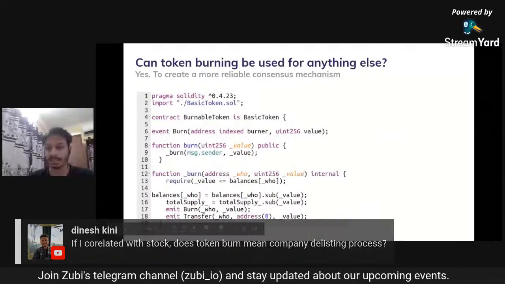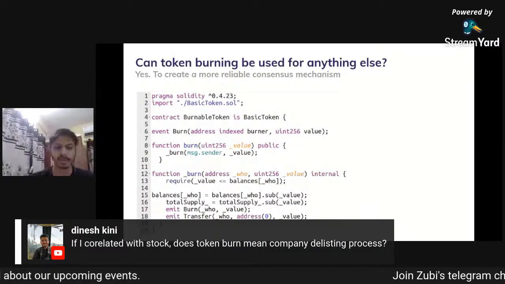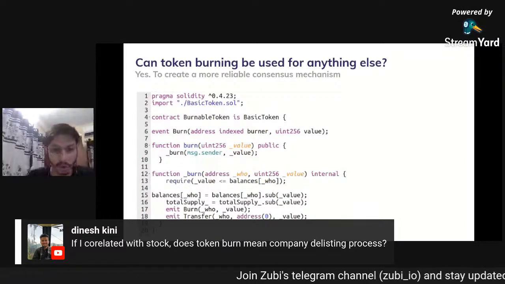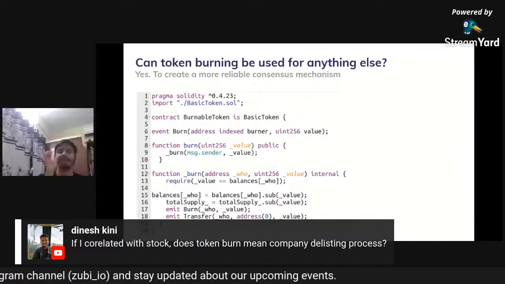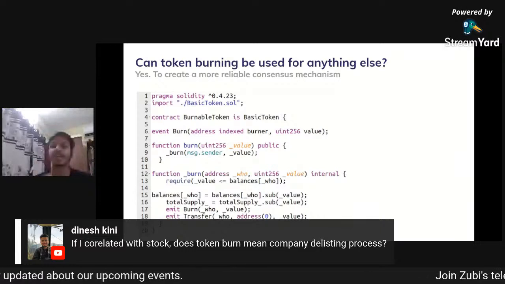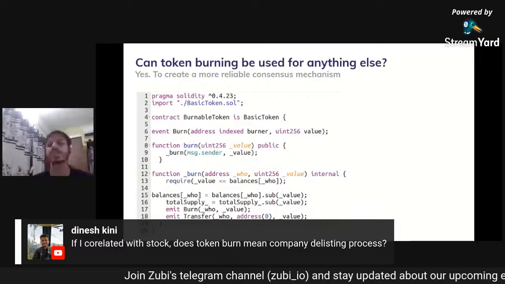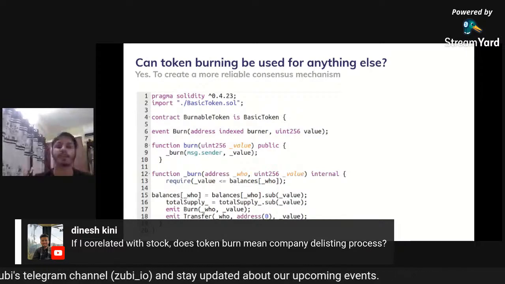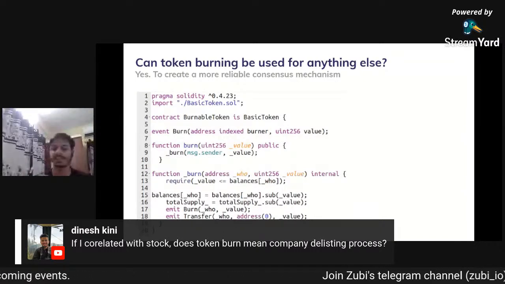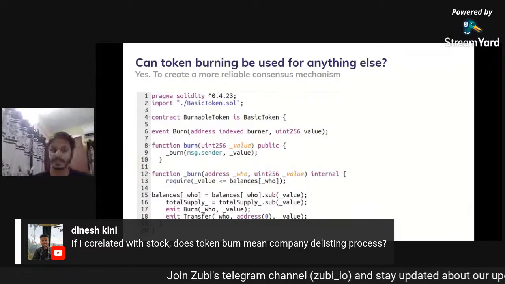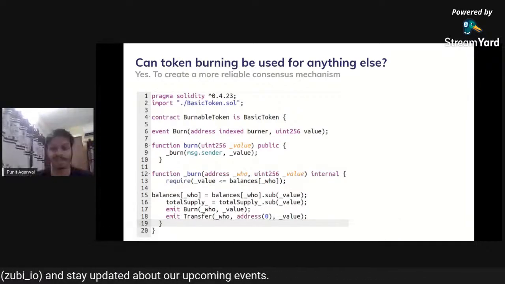So any questions? Yeah, I see a question. This is a question by Dinesh. If I correlate it with stock, does token burning mean the company's delisting process? No, Dinesh, it won't mean the company's delisting process. It would mean something you can relate to private companies buying back the shares from the investors or the people who have bought their shares. So let's say if I have two Apple shares, the company will buy back two shares from me. So this is exactly what token burn is, and how you can relate it with real world scenarios.